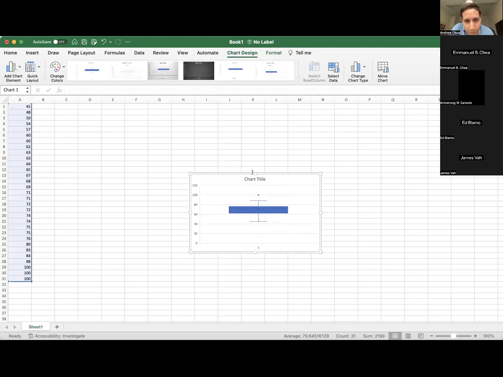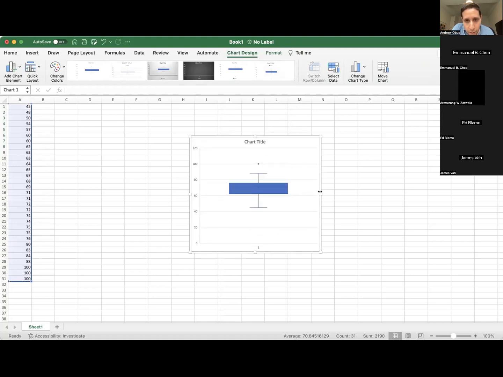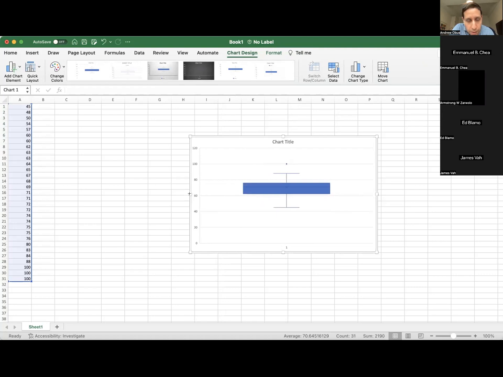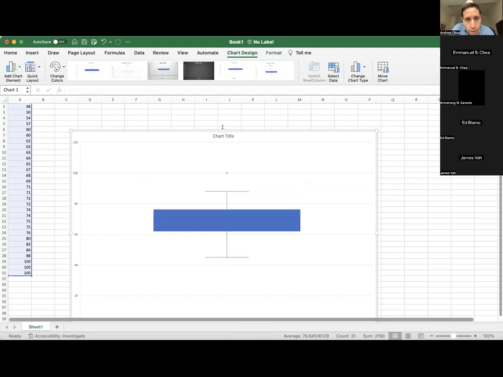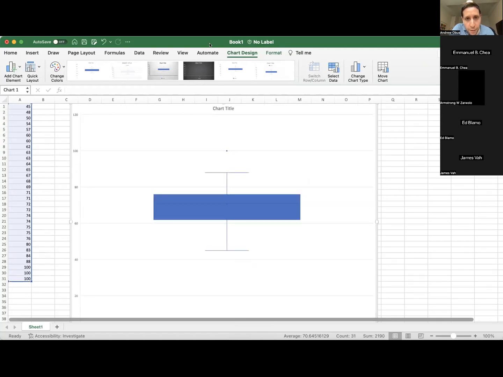And so what we see, let me make this a little bit bigger so that it's easier to see. And so what do we see here? We have exactly what I drew by hand. The 25th percentile here is 62. You see the axis here: 20, 40, 60, 80, 100. The 75th percentile is 76. With this little line here at the median, this is at 71.